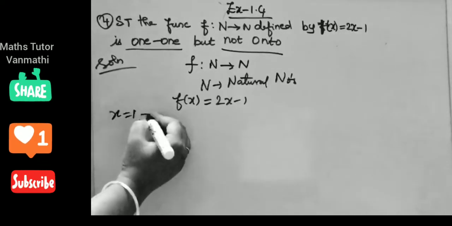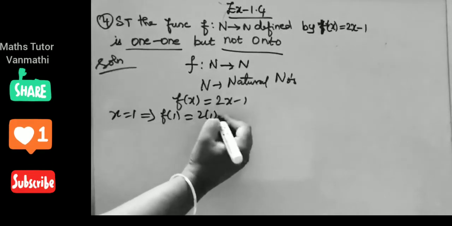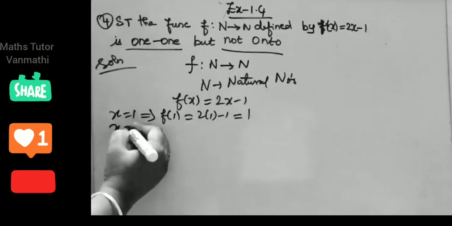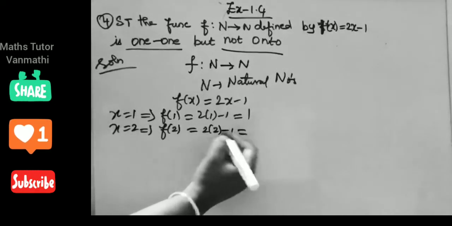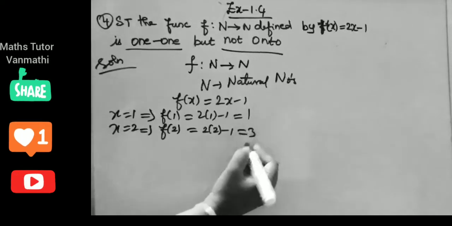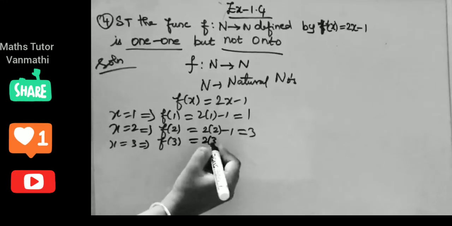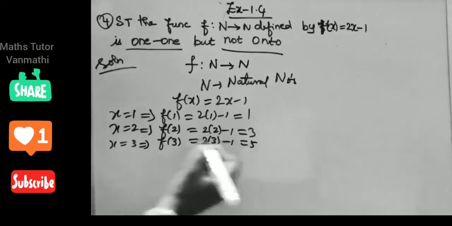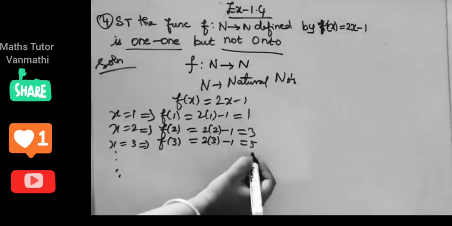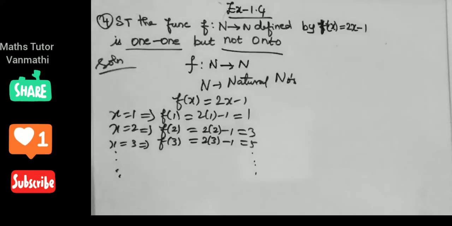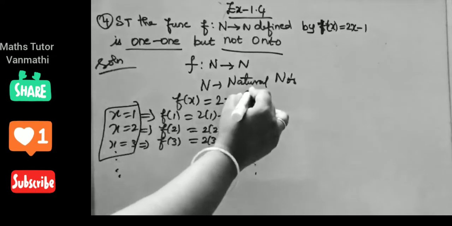So consider x equal to 1. Then you substitute here: f of 1 equal to 2 into 1 minus 1, you will get 1. x equal to 2: f of 2 equal to 2 into 2 minus 1, 2 twos are 4, 4 minus 1 is your 3. x equal to 3, which implies f of 3 equal to 2 into 3 minus 1, 6 minus 1, 5. So it goes on, because N to N, from natural numbers to natural numbers, here also it goes on. From this we can say that every distinct element has a distinct image.